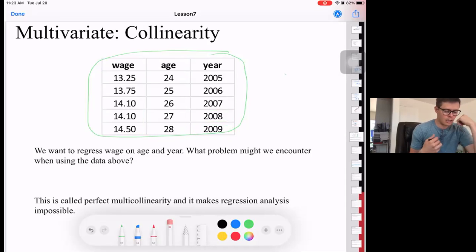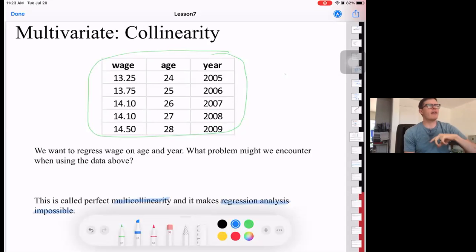The regression cannot figure out which part of the wage changes is from age and which part of the wage changes is from year, because age and year are perfectly correlated. Every time you have a 1 year increase in age, you have an identical 1 year increase in year. So we call this multicollinearity, and it makes regression analysis totally impossible.